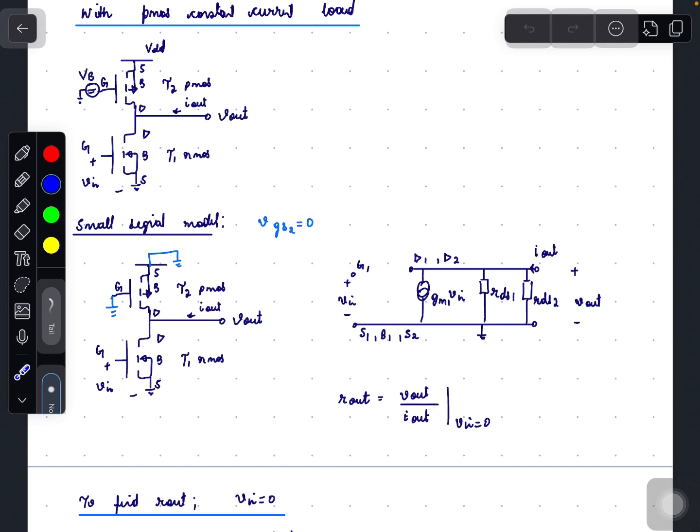In the small signal model, short all the constant sources, that is, VB is shorted to ground and VDD is shorted to ground as shown here. Draw the small signal model. G1, S1, VGS1 is Vin. So we have GM1 Vin, RDS1. VGS2 equals 0, therefore the GM2 VGS2 term is not here. RDS2 is connected between Vout and ground, shown here.